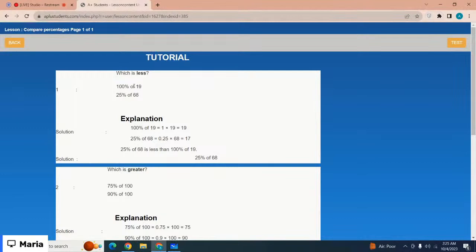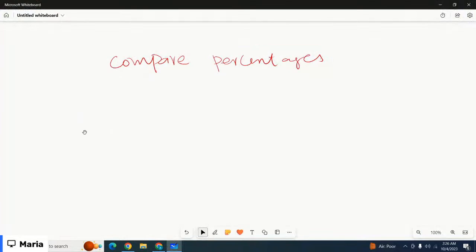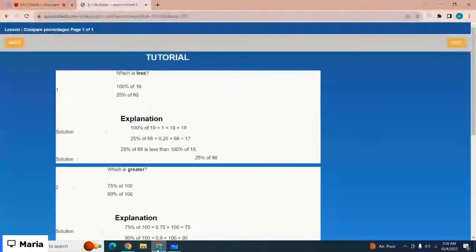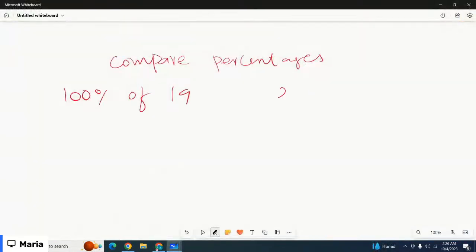Okay, which is less? 100% of 19 and 25% of 68, right? So how do you compare? Just calculate the values of both of them, right? The one that has more value is greater, and the one that has the less value is the smaller one. 100% of 19 and 25% of 68.